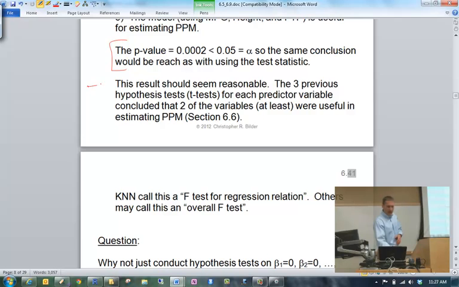Now, I want to emphasize that this result is not necessarily surprising to us for this particular model, because we had done the previous 3 t-tests for every single variable individually, and 2 of the 3 rejected H0. So if I'm doing an overall test here, you would probably expect that you would reject H0 for the overall test, and in fact, that's what we do here.